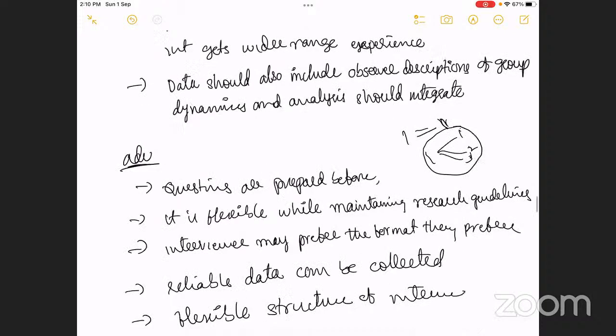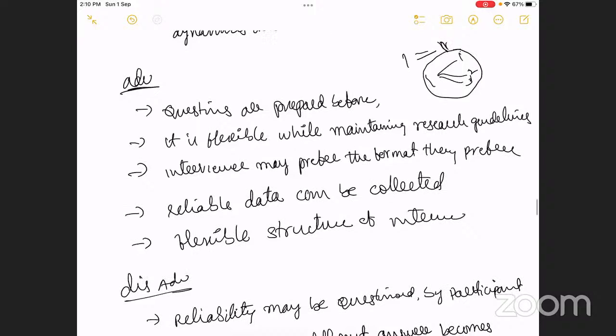So the advantage with the semi-structured one is that the questions are prepared beforehand, because semi-structured is flexible while maintaining the research guidelines. So already, what guidelines do we have? Based on that. To conduct an interview, you have some guidelines: this information should be asked, this should not be asked. You have some guidelines related to your topic. Even if they give a chance to ask that question, you should not ask, because you have guidelines. Sometimes they tell personal details, there is a chance they reveal personal details also, so you should not ask. You should maintain the guidelines you set before conducting the interview.